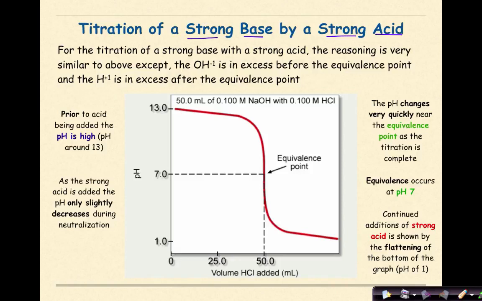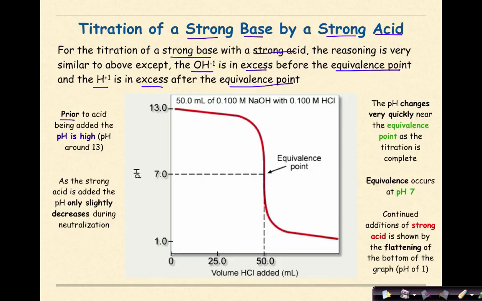Titration of a strong base by a strong acid. For titrations of a strong base with a strong acid, the hydroxide ions are in excess before the equivalence point, and the hydrogen ions are in excess after the equivalence point. So let's talk about a couple of the key features of this titration.